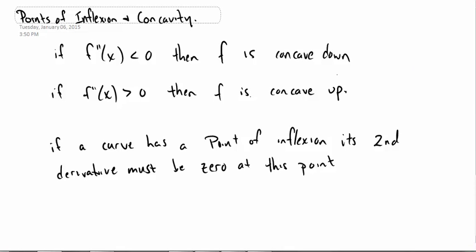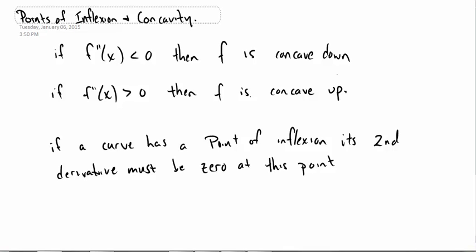Now, it's not necessarily true that the converse of that statement is true. It is not necessarily true that if the second derivative is 0, there must be a point of inflection. Not always true. You can't make that assumption. You're going to have to use a sign diagram.